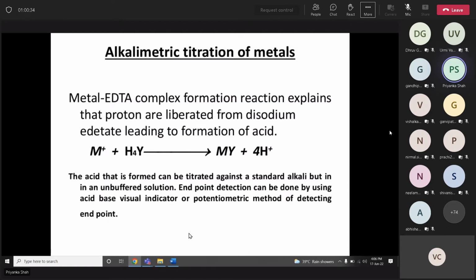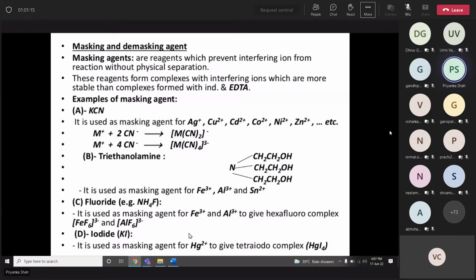Now the alkalimetric titration of metal ions. The metal EDTA complex formation reaction shows that protons are liberated from the disodium EDTA, leading to the formation of acid. So you can see in this reaction the acid that is formed can be titrated against the standard alkali, but in an unbuffered solution, right? Endpoint detection can be done by using an acid-base visual indicator or a potentiometric method of detecting endpoint, right? So this is what alkalimetric titration is. This is not the most widely used titration because you can simply perform the acid-base titration instead of this alkalimetric titration method.